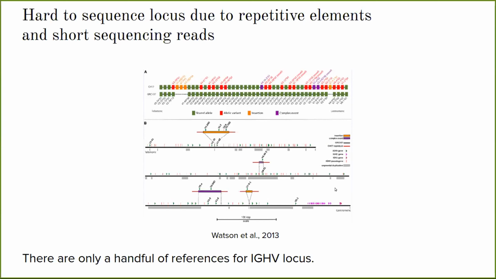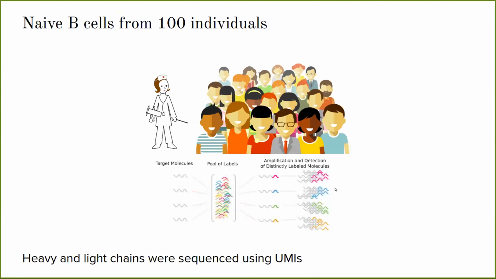For that, we collected a data set of 100 individuals, and we sequenced the repertoire of their naive B cells. We have both the heavy and the light chains from all individuals. About half of the population has celiac disease.